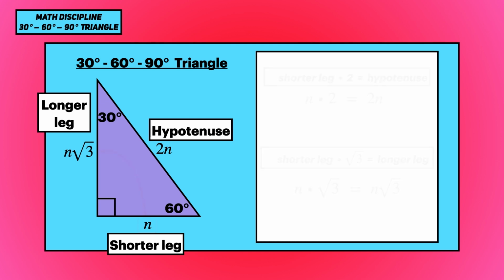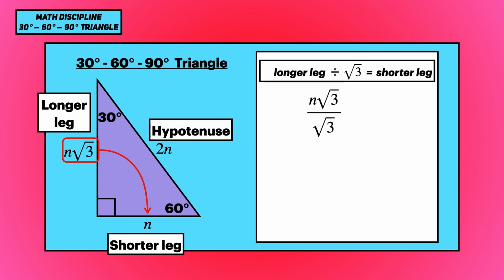If you know the length of the longer leg and you want the length of the shorter leg, you divide the longer leg by the square root of 3. You can cancel out the square root of 3 in the numerator and the denominator, and you get n.